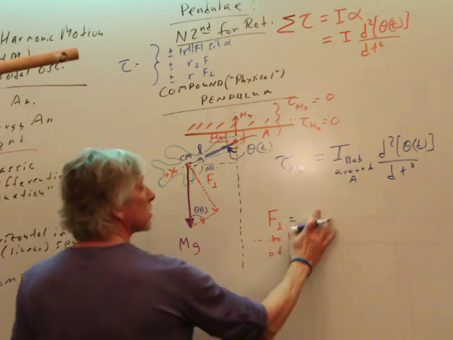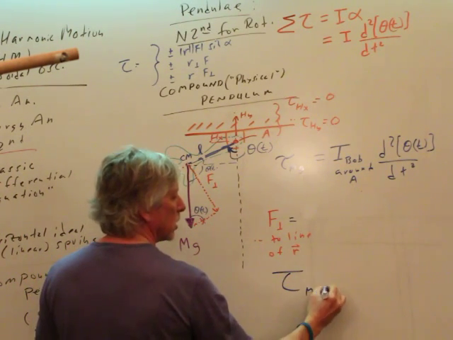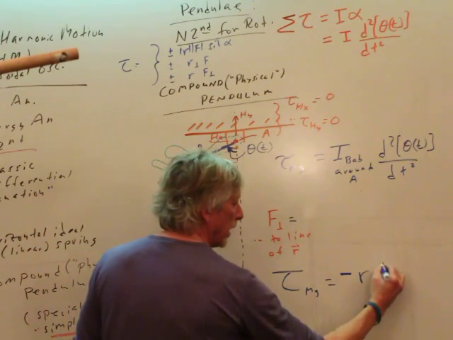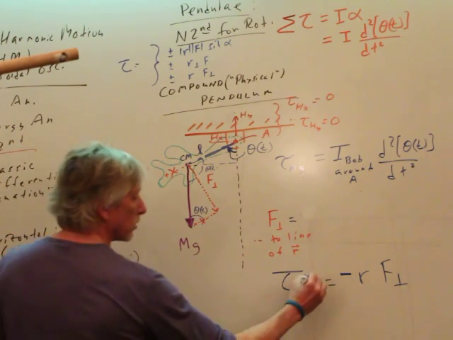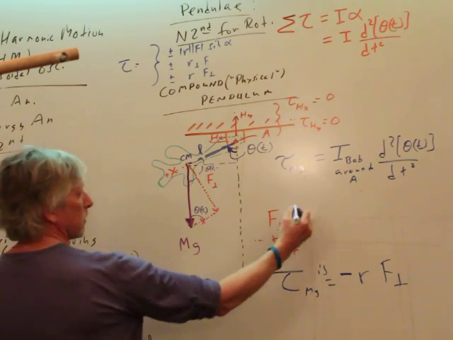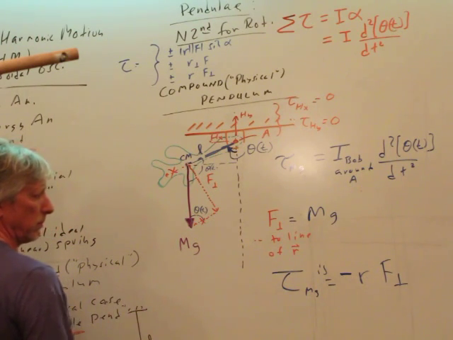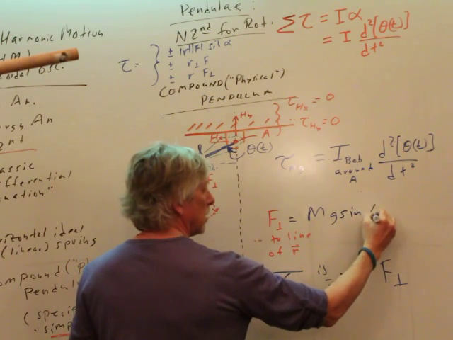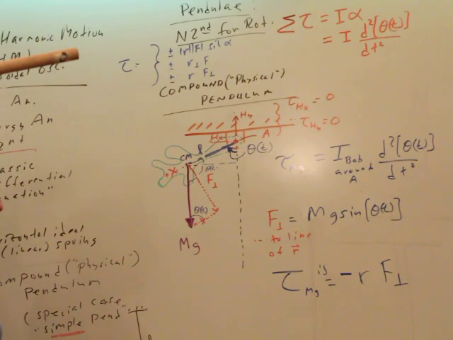Well, actually, sorry. That's going to be for the torque. The torque from mg is negative r F perpendicular. That's what I want. So F perpendicular, wait a minute, that's mg, that's the force. And it is opposite, so that's sine of theta as a function of time, because that's going to vary. It's the only difference here.